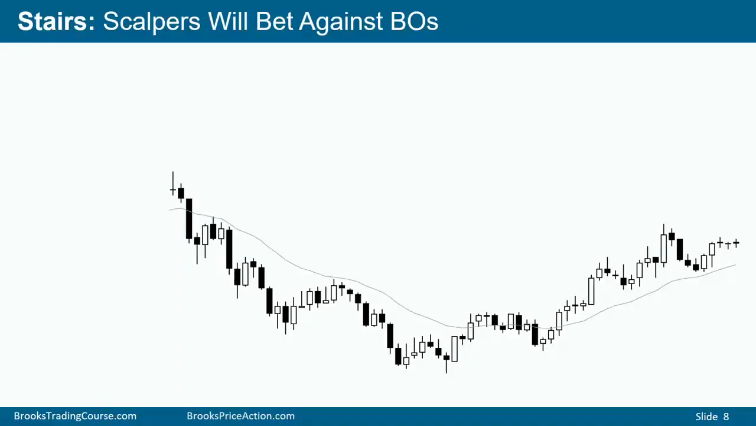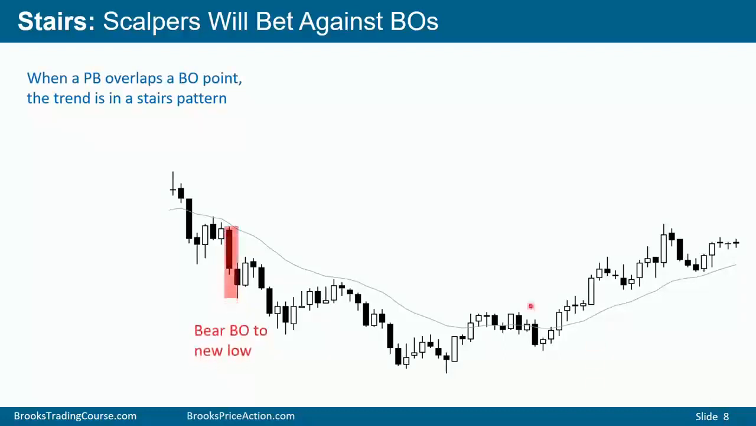Scalpers look for trading range environments, and then they bet against breakouts. Here we have a strong bear breakout to a new low. Here's the breakout point.